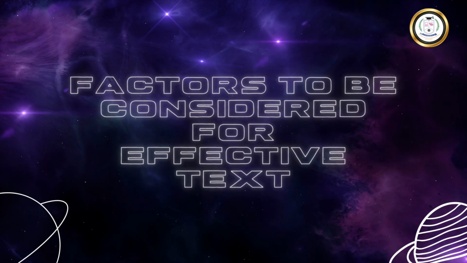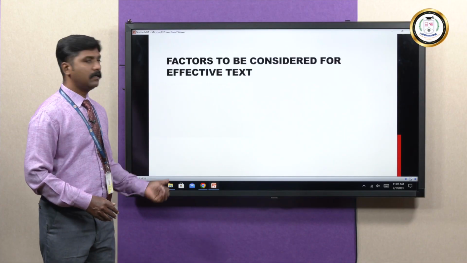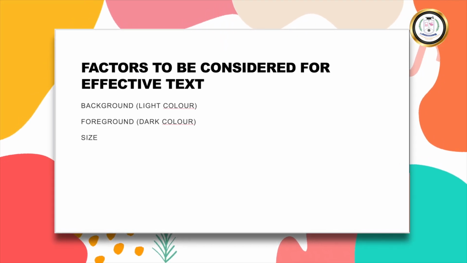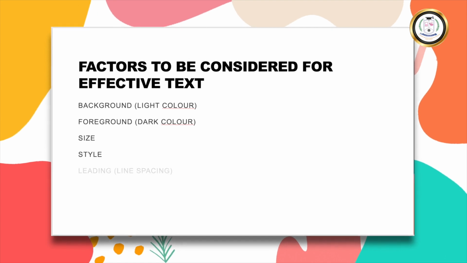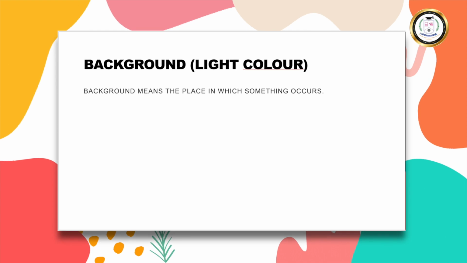Factors to be considered for effective text. The very first one is background. Next one is foreground, size, style, leading in a website. So we will be seeing in detail about each of these topics.